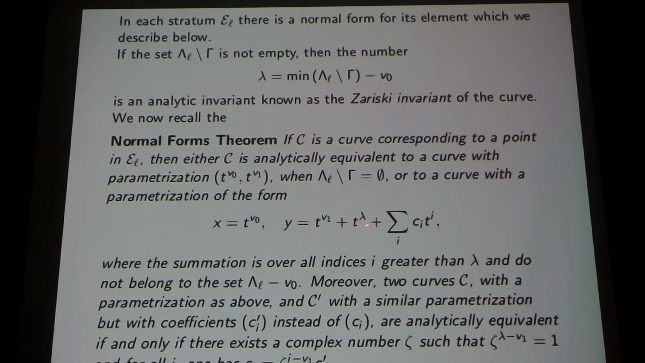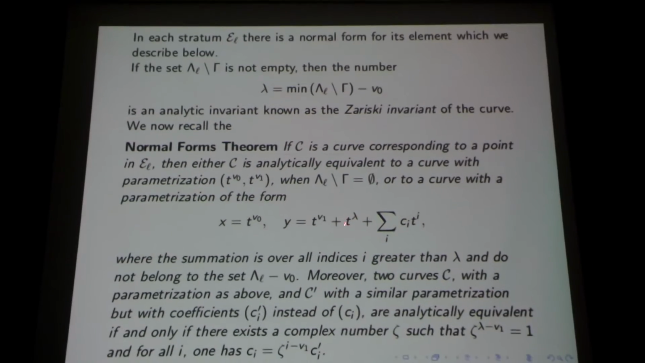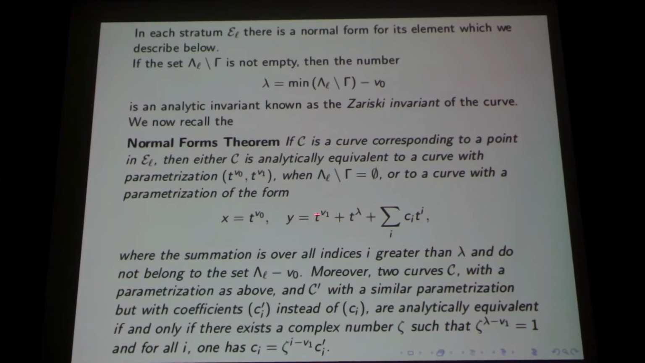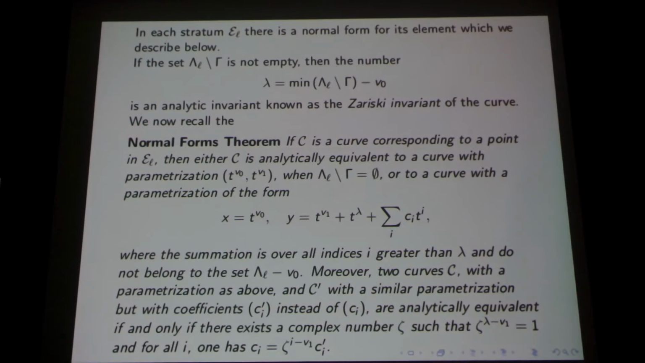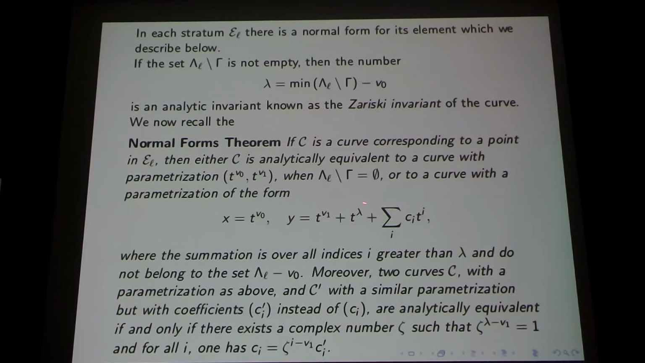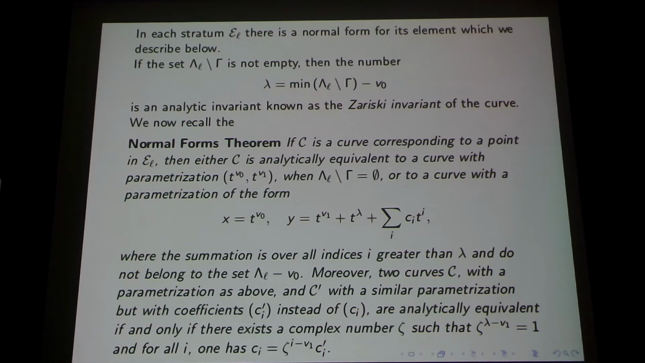This is a rigid result. You can start after the second generator of the semigroup. You can start with this value λ with a coefficient equal to 1. And then what we did is that we got a short parameterization on the stratum, where the summation is over all indices i greater than λ that do not belong to the set Λ_L minus v0.